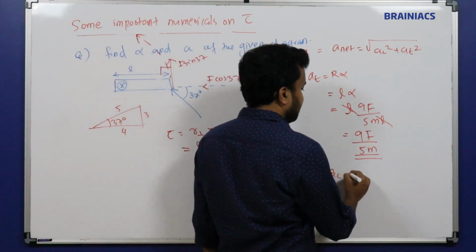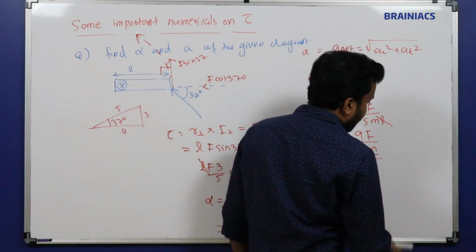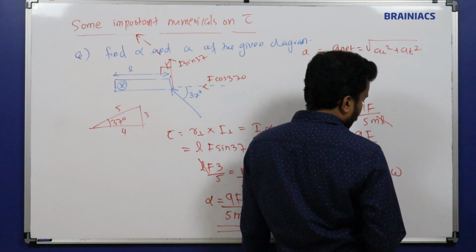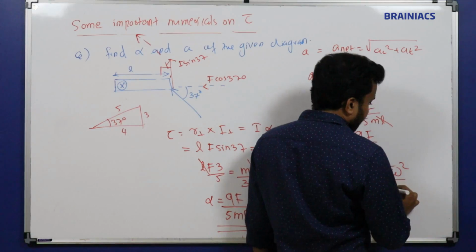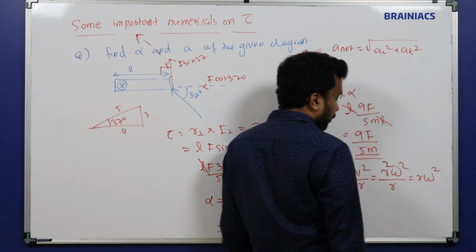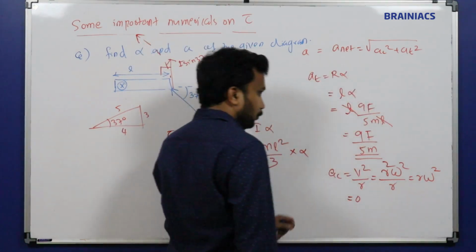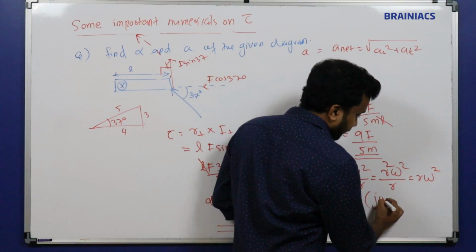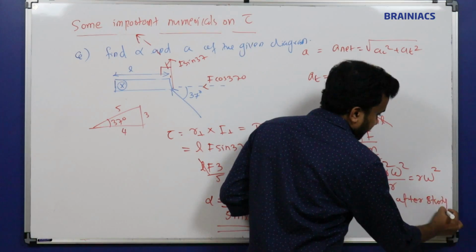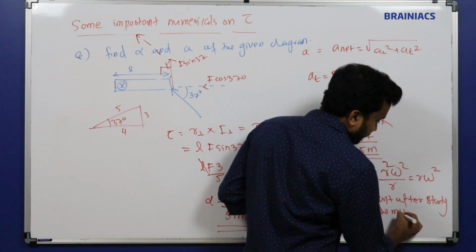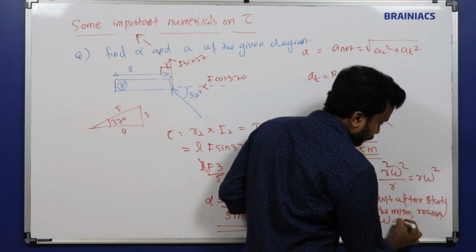What is AC? AC is the centripetal acceleration. It is v square by r. Here v is equal to r omega. So r square omega square by r is equal to r omega square. But the very important point to remember is that AC is equal to 0 just after starting the motion. The reason is omega equal to 0.